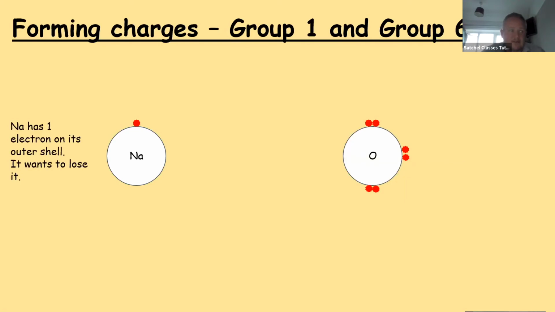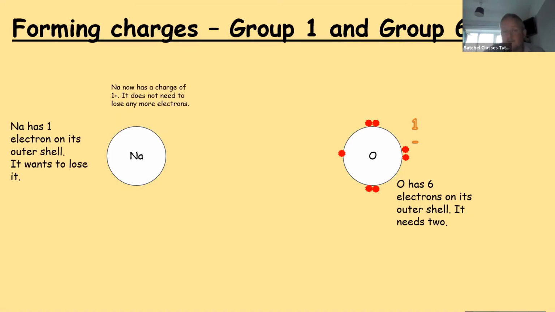What if then, instead of group 2 and group 7, I am using a group 1 metal and a group 6 non-metal? Sodium has 1 electron in its outer shell. It only wants to lose 1 electron. It can't lose any more than that because then it'll dip into its full outer shell underneath. Oxygen, however, needs 2 because it's only got 6 and it needs 2 to complete the shell. So, sodium quite happily gives up that electron to become a sodium 1+ ion, and oxygen becomes a 1- ion.